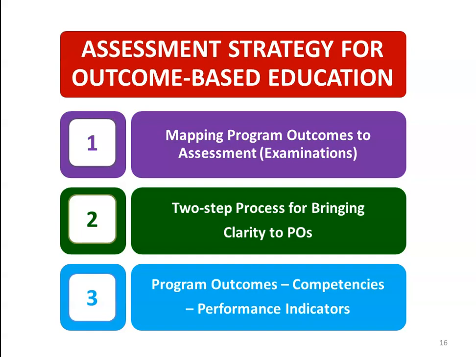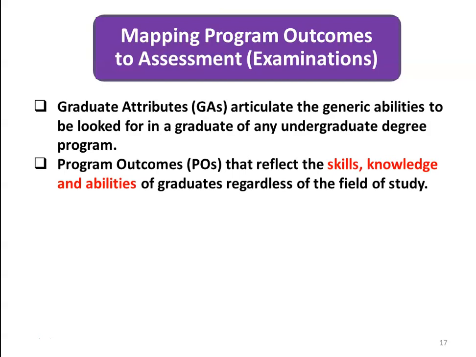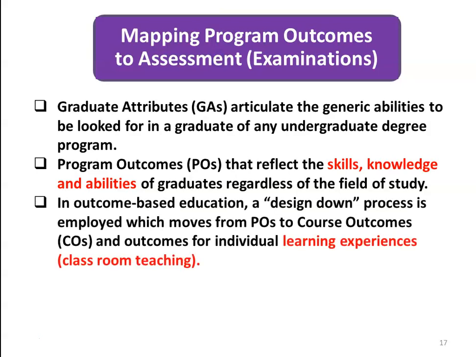For the program outcomes, we define two parameters: one is competency and the other is performance indicator. So the first parameter is mapping program outcome to the assessment or examination. The 12 program outcomes we use in our system are taken from the graduate attributes, GA. Graduate attributes articulate the generic abilities to be looked for in a graduate of any undergraduate degree program. The program outcomes reflect the skill, knowledge and ability of the graduate regardless of the field of study. He may be studying any branch of engineering, but what is the skill, knowledge and ability of the student on completion of the program? That is what the program outcome emphasizes.